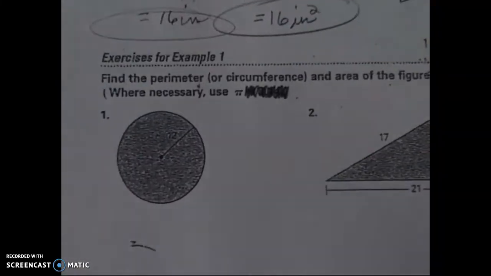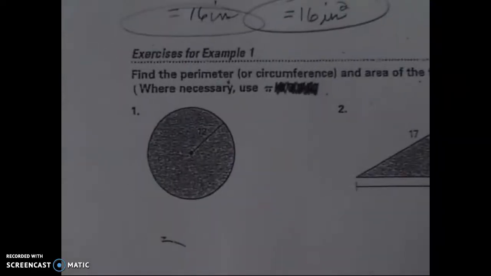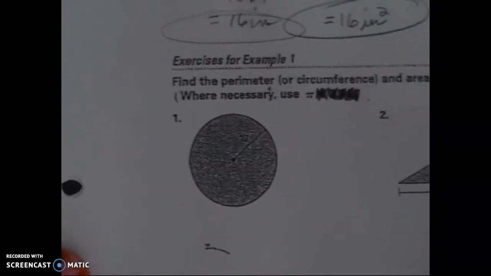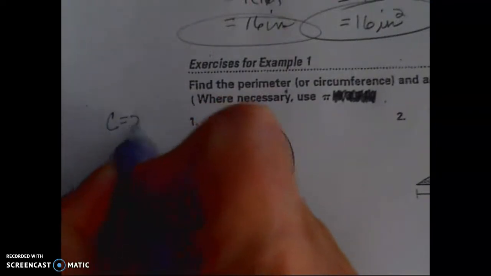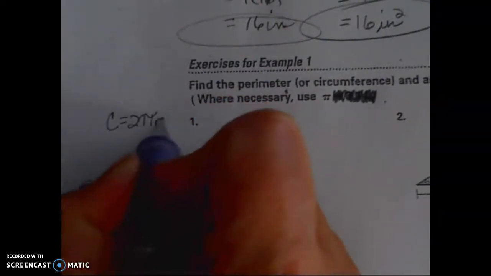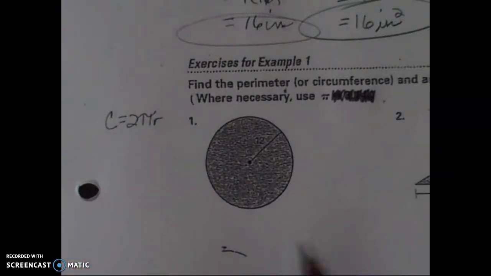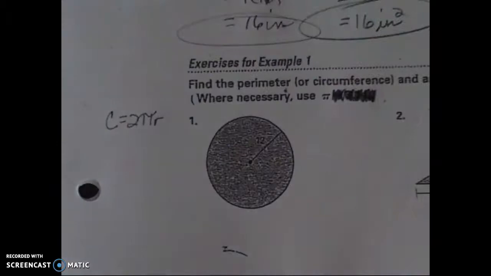Let's talk about the circle. Perimeter or circumference, and then the area of the figure. So let's do the circumference of a circle. The formula is circumference equals 2 pi r. When you use the pi, you have to use the pi key on your calculator. Please make sure you can find that and use it. Do not use 3.14. No, don't do that.